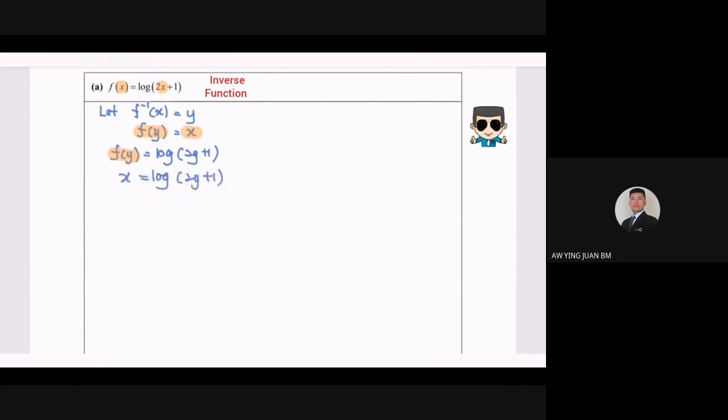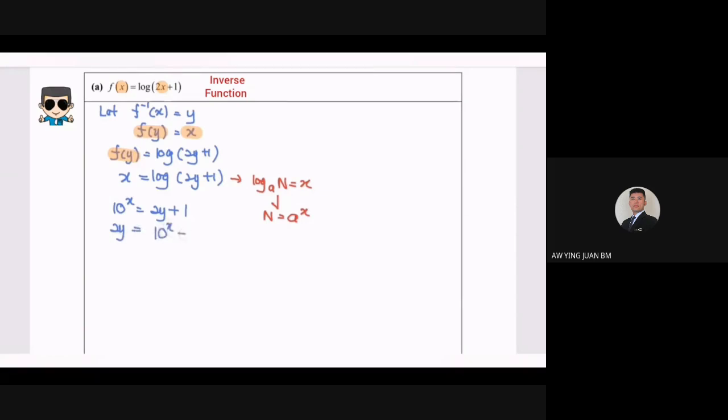Next step, I'm going to rearrange or shift things so that y becomes the subject. So as we all know, this is a log form. So now I'm going to convert to index form, where we will have n is equals to a to the power of x. So we will have 10 to the power of x equals to 2y plus 1. Rearrange so that y becomes the subject. So we will have 2y equals to 10 to the power of x minus 1. So finally, y will be equals to 10 to the power of x over 2 minus 1 over 2.